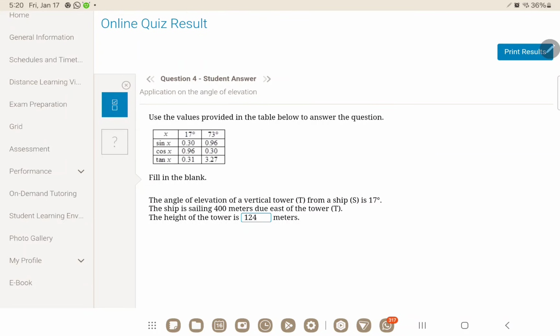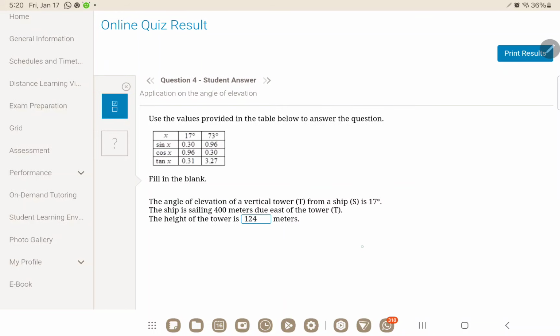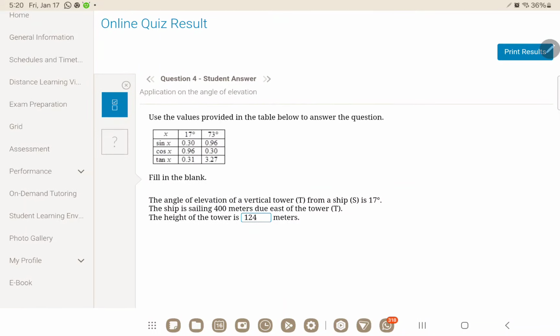Okay, so for question 4, they're telling us the angle of elevation of a vertical tower T from ship S is 17 degrees. So what we need to do is draw it out. So you have your ship, you have your tower T. Your tower is going to be standing, so T here. We know that T is higher than ship S because it's a vertical tower and it's at an elevation.